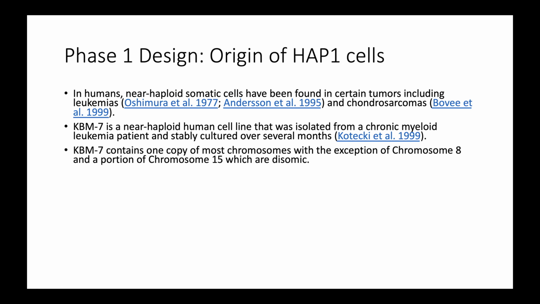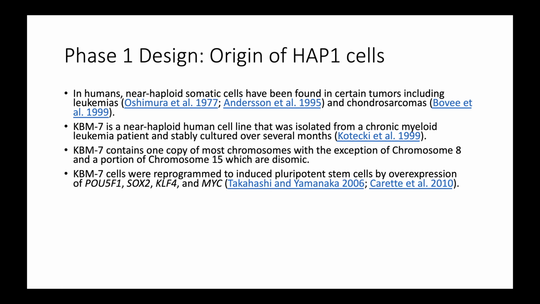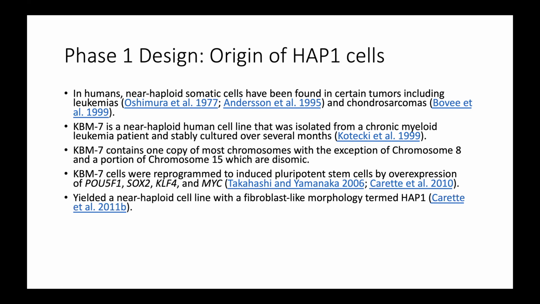And the idea was to take KBM7 and to hit it with the Yamanaka factors. They were actually going for an induced pluripotent stem cell when they were trying to engineer KBM7. Instead, what they got was actually a fibroblast-like morphology HAP1 cell. So a common misconception is that HAP1 cells are iPSC-like or stem cell-like, and they're really not. They're much more similar to fibroblast-like morphology cells.